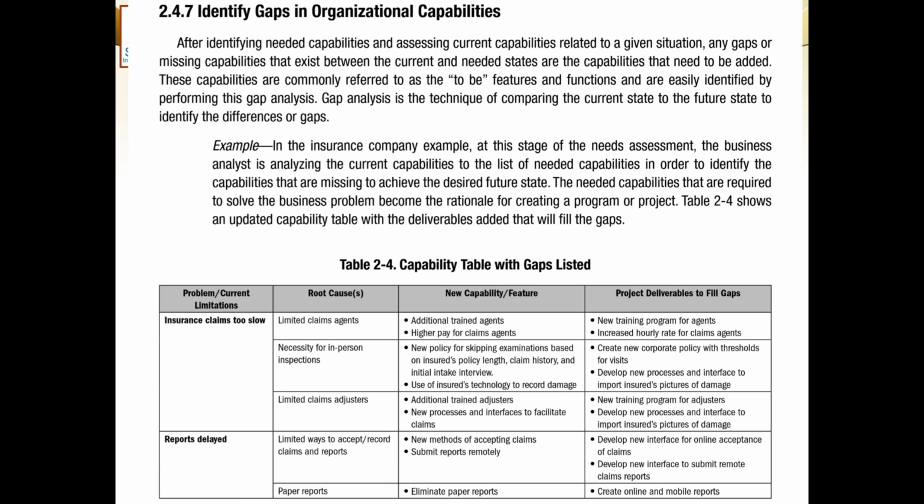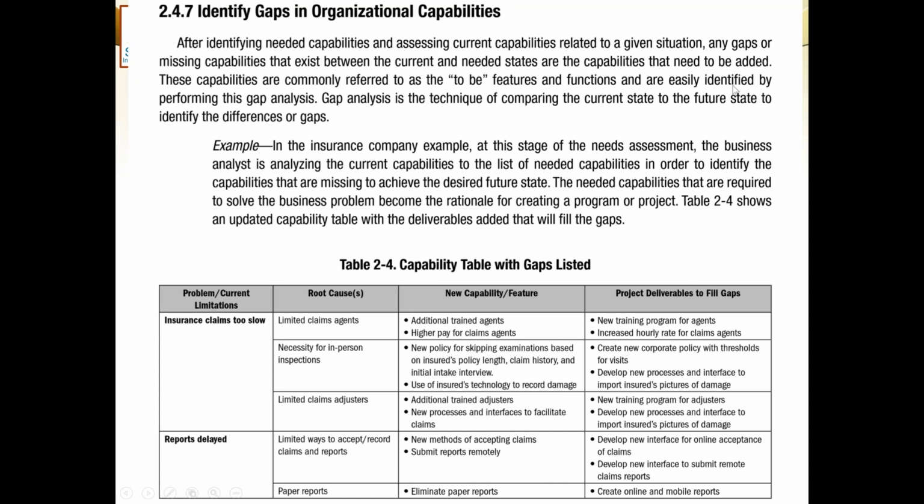As-is is how my organization or my processes are working right now, and to-be is how they should be working. The difference between as-is and to-be is the gap analysis. I'll do the gap analysis, what capability I need to increase and improve, and based on that gap analysis, I will identify those changes and then the future state would be devised accordingly. Gap analysis is a technique of comparing the current state and the future state to identify the differences or gaps.